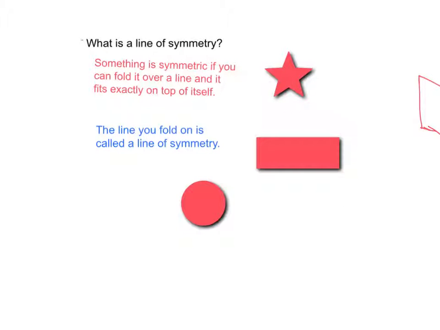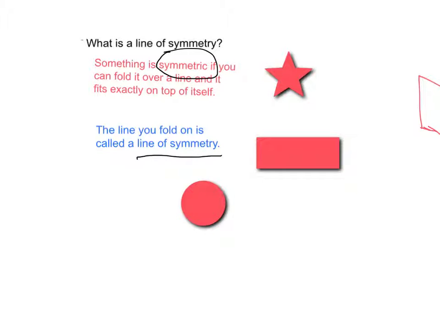In this video, we're going to discuss what a line of symmetry is. When we do that, we want to go over a couple things. Something is symmetric if you can fold it over a line and it fits exactly on top of itself. That's our word here: symmetric. The line you fold on is called a line of symmetry.